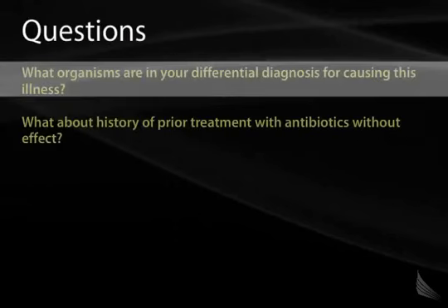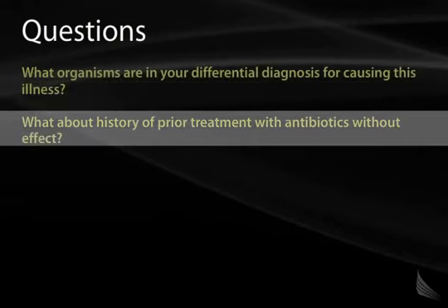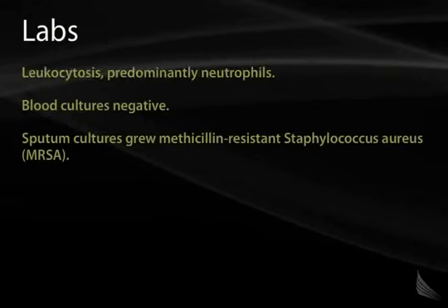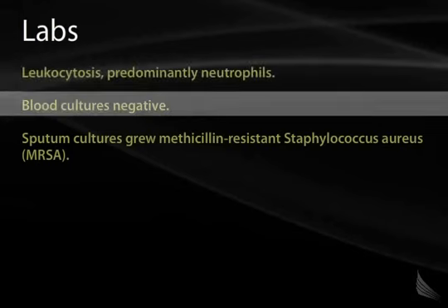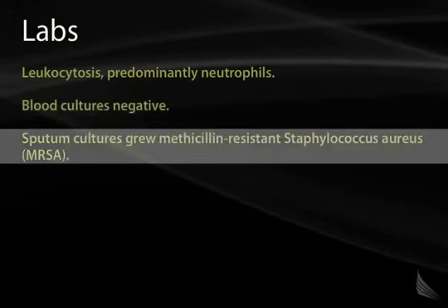What organisms would be in your differential diagnosis for causing this illness? And what about his history of prior treatment with antibiotics without effect would make you more concerned in this patient? Some labs were drawn, and the CBC showed predominantly neutrophilic leukocytosis. His blood cultures are negative, but they've only been there for 1 day. Sputum cultures, however, have grown methicillin-resistant Staph aureus, also known as MRSA.